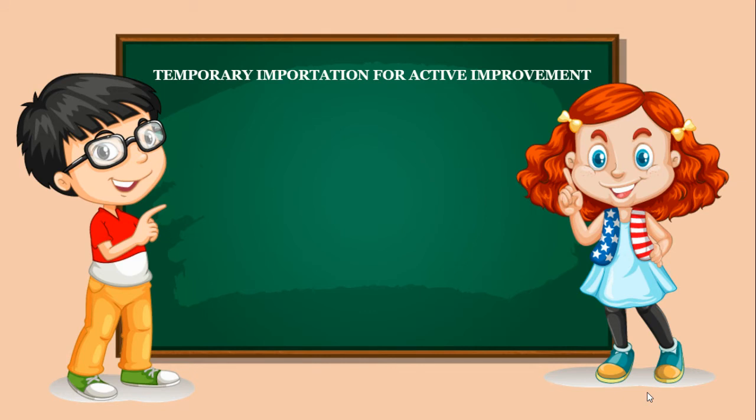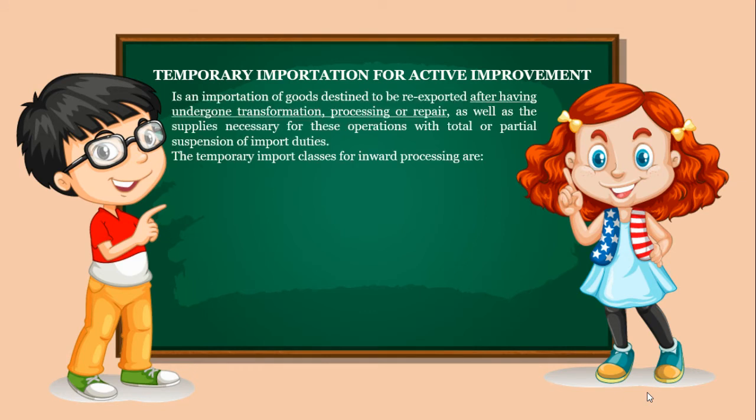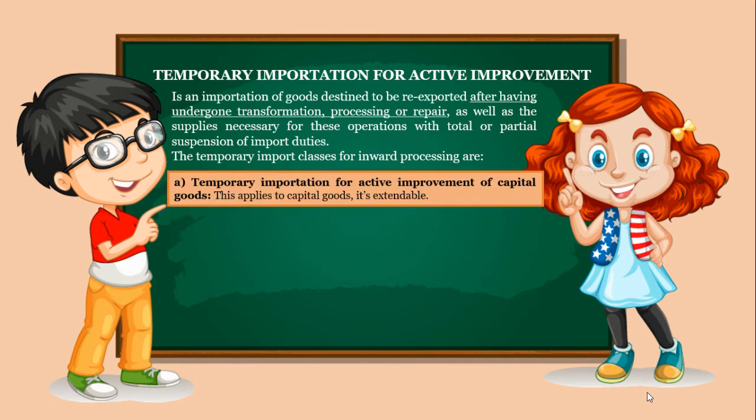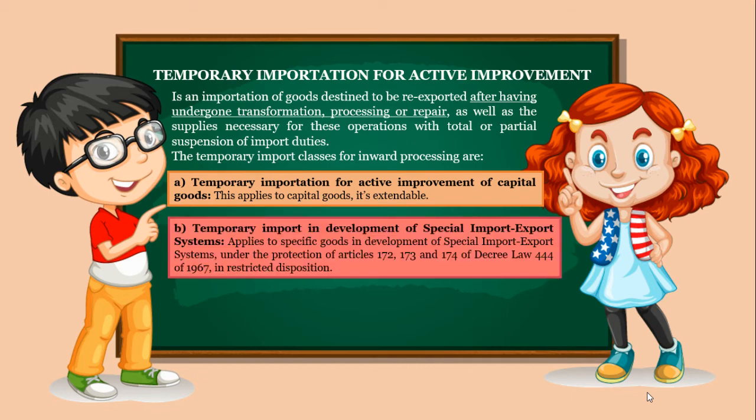Temporary importation for active improvement is an importation of goods destined to be re-exported after having undergone transformation, processing, or repair, as well as the supplies necessary for this operation, with total or partial suspension of import duties. The temporary import classes for inward processing are: A. Temporary importation for active improvement of capital goods. These apply to capital goods and it's extendable.